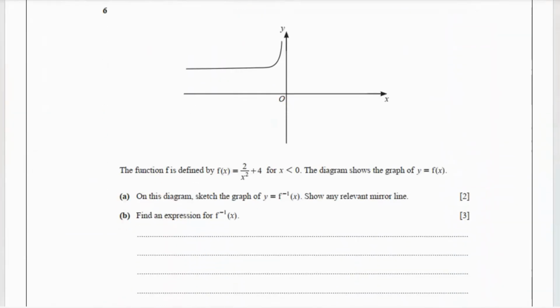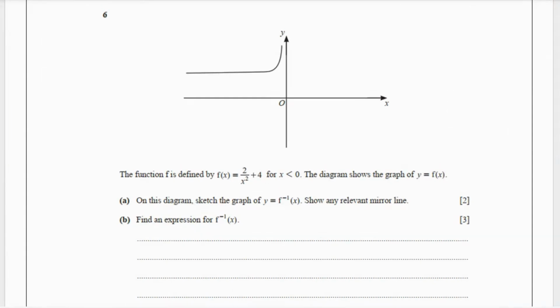Then it says the function f is defined by f of x equals 2 over x squared plus 4 for x less than 0. The diagram shows the graph of y equals f of x. On this diagram, sketch the graph of y equals f inverse of x. Show any relevant mirror lines. So your mirror line is going to be your y equals x line. And for the graph, it's going to look something like this.